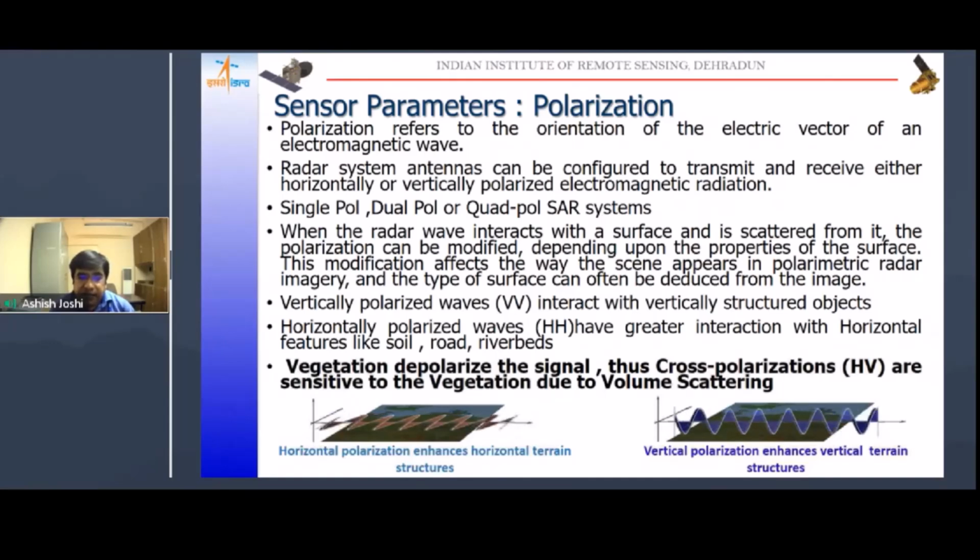Okay, because vegetation is depolarizing. If we pass the H polarization, it will depolarize and turn that polarization into V. And in our SAR receiver, if we capture that depolarization, then we can have the high backscatter. So vegetation will appear brighter in the HV polarization.